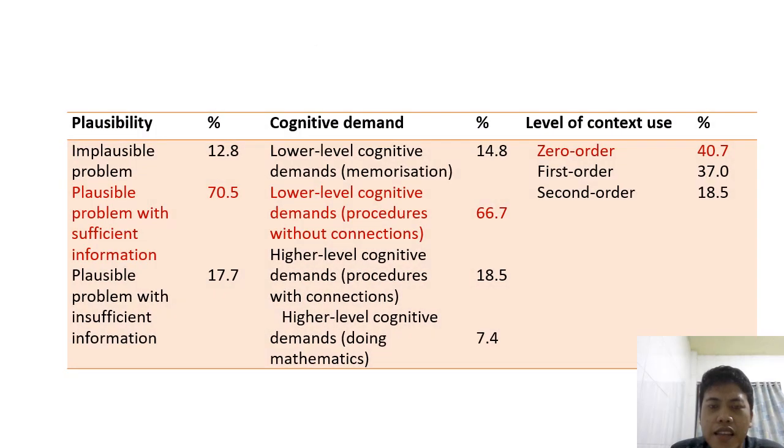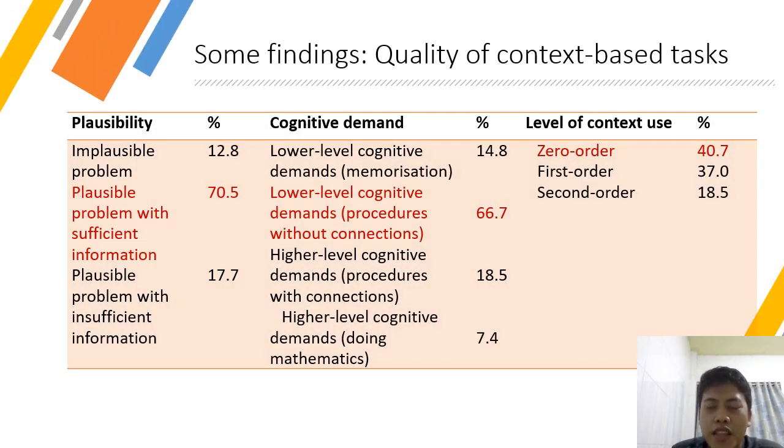The other one is regarding the quality of context-based tasks. As you see from the table, the majority of the problems designed by PISA-like task designers are plausible problems with sufficient information. Regarding cognitive demand, lower level cognitive demands are the majority of the problems. And regarding the level of context use, zero order use of context is the majority of the problems, which means that many of the problems designed by them are regarded as camouflage context or not authentic context.